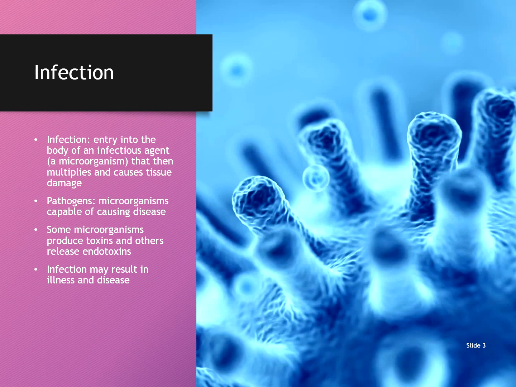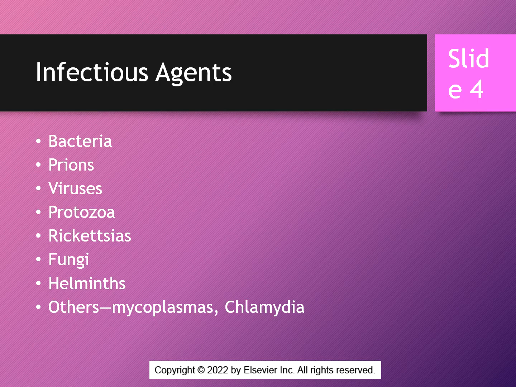Some pathogenic microorganisms produce harmful toxins, and others will release endotoxins. Endotoxins are responsible for symptoms seen in diseases like botulism, tetanus, diphtheria, and E. coli infection. This is a list of some potential infectious agents that we will be going into some more in-depth information about over the next few slides.